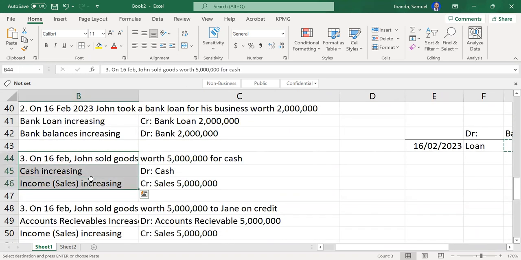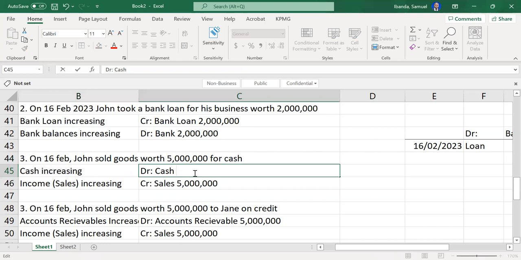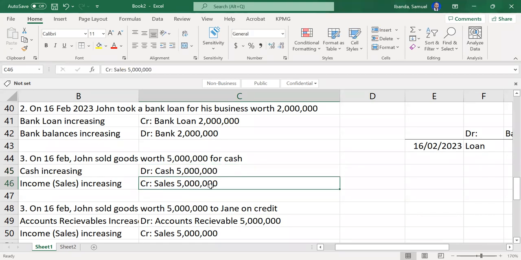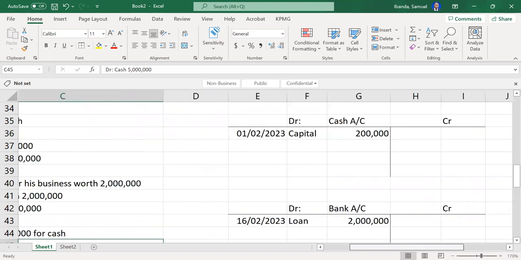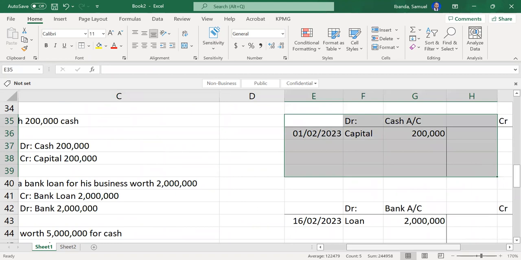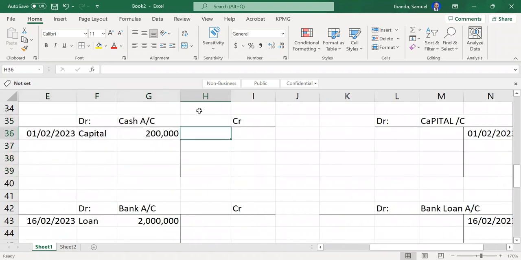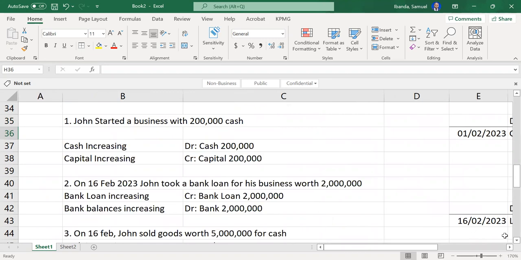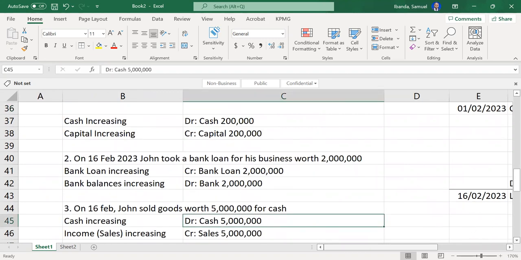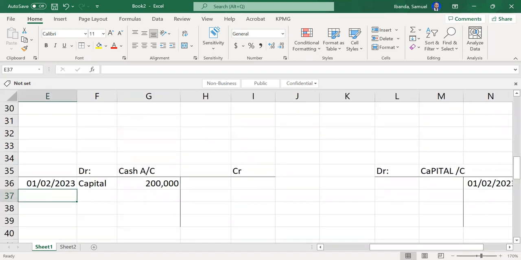So I can do another one, let's say for sales. Now I want you to look here very well. You said we debit our cash with the 5 million and we credit our sales with 5 million. Now, whenever you have an account opened up already, as you can see in our accounts, we have a cash account opened up already, for such a transaction you don't have to open up a new account. What you just do is come to the same account and record the transaction. So in this case, since they are telling us that we sold goods worth 5 million for cash and we are debiting cash, I'll come on the debit side of my cash account and write the date.